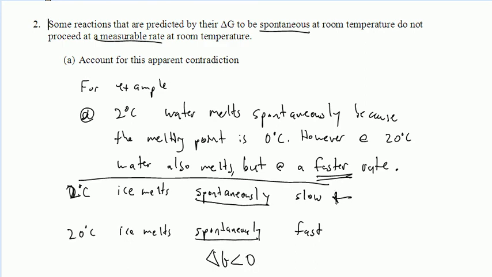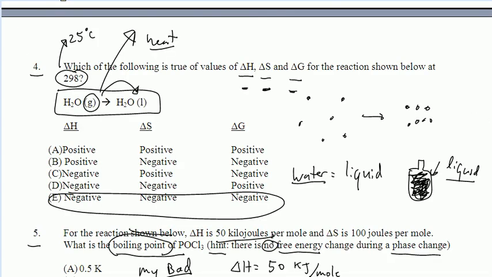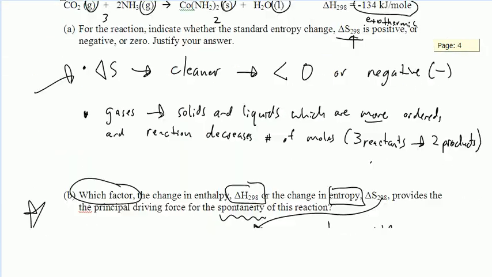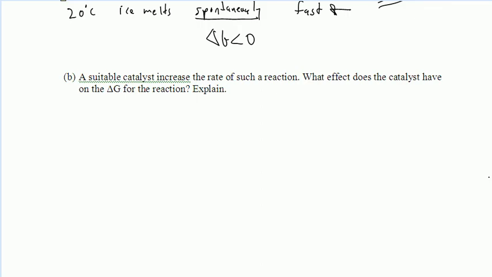However, in one case it's slow, and in one case it's fast. This definitely is a good example of this contradiction. Spontaneous has to do with whether it happens. It has nothing to do with how fast it happens. Go to multiple choice number 10. This topic was also discussed there as well. Alright, I'm going to come back to this last free response problem in the next video. Take care.